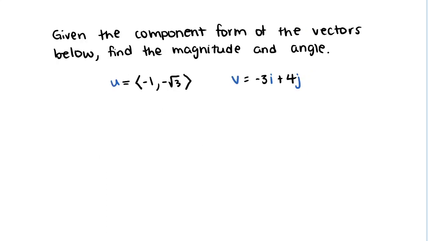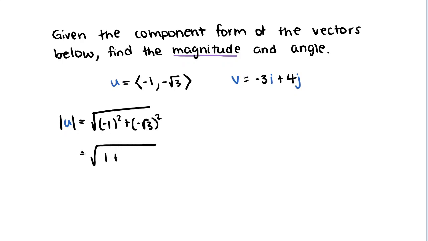So here we're given two vectors in component form, and we want to find the magnitude and the angle of these vectors. So let's start by finding the magnitude of the vector u. The magnitude of a vector, using the Pythagorean theorem, is the square root of the square of the horizontal component added to the square of the vertical component. Squaring the horizontal component gives 1, and squaring the vertical component gives 3. So we get that the magnitude of the vector is the square root of 4, which is equal to 2.